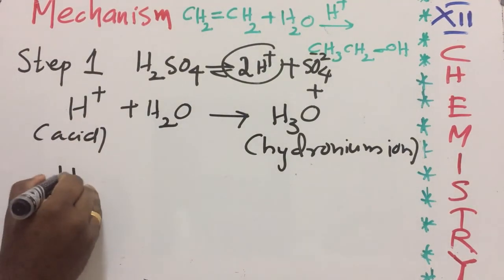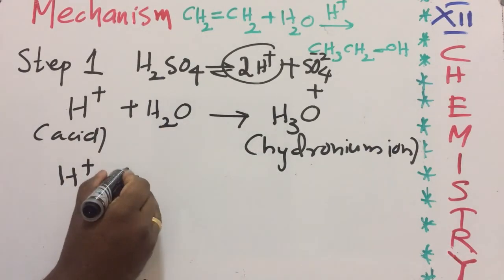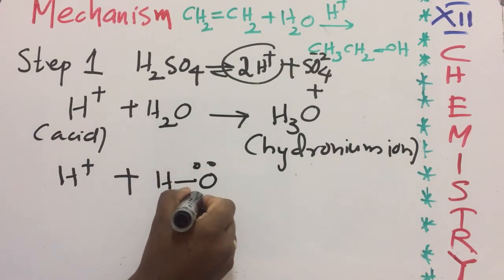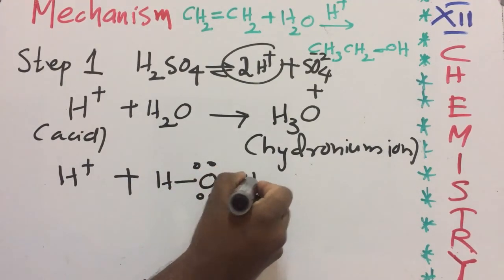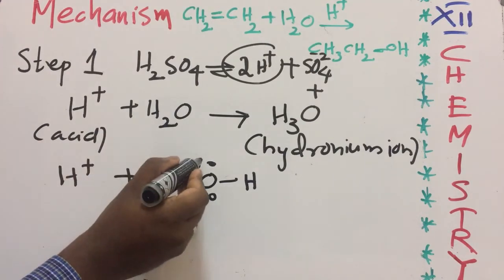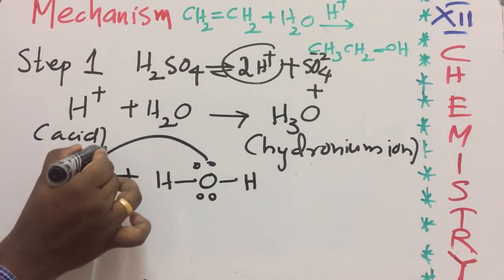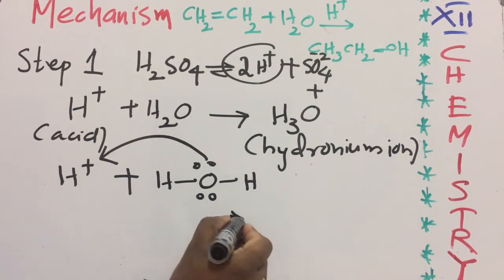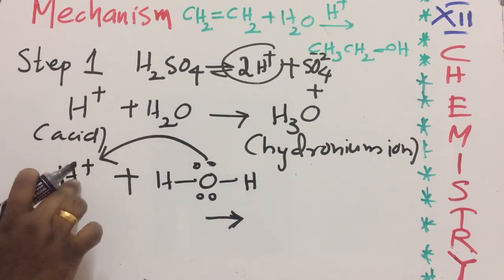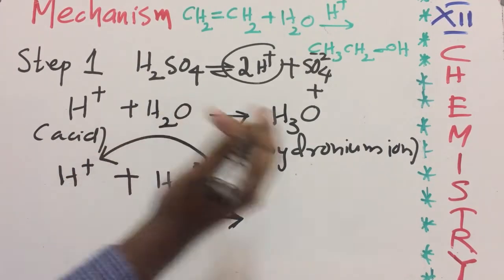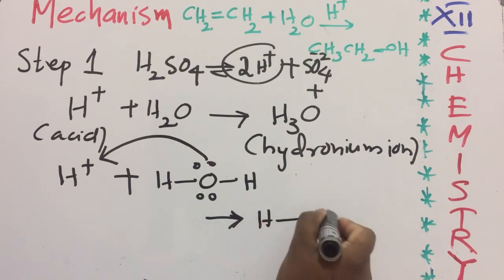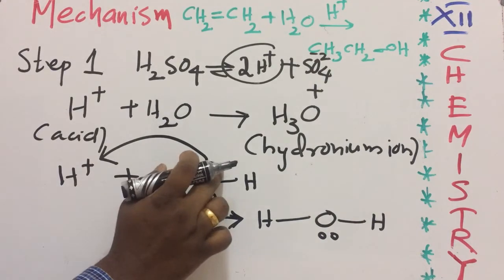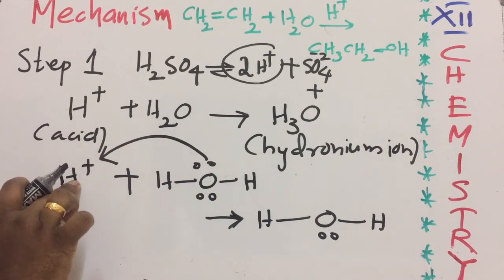How does H plus react with the water? We can represent water like this. Oxygen has 2 lone pairs, and one of the lone pairs is given to H plus. So what will happen? After giving to H plus, the H2O becomes H3O plus. Using these 2 electrons, the oxygen forms a bond with the H.